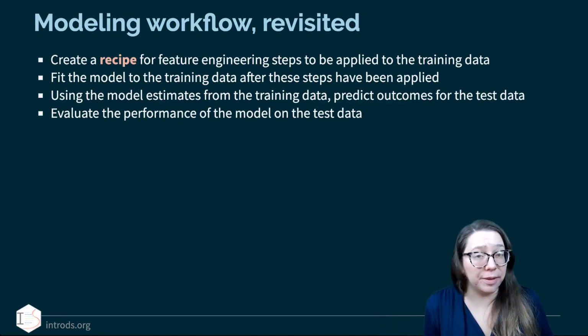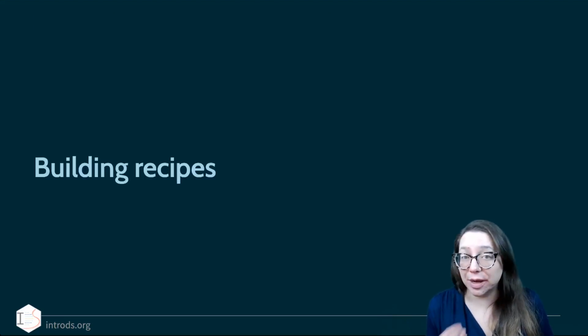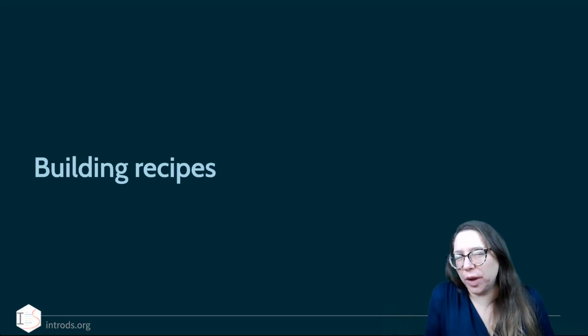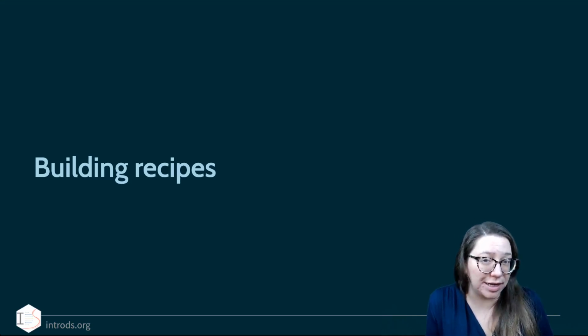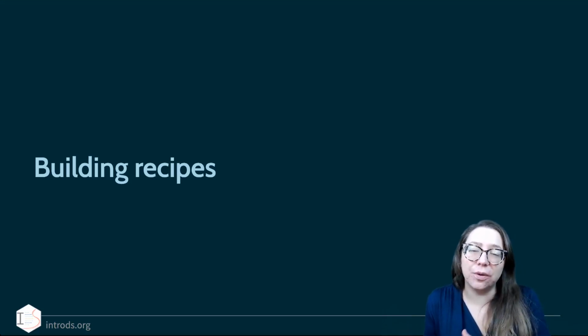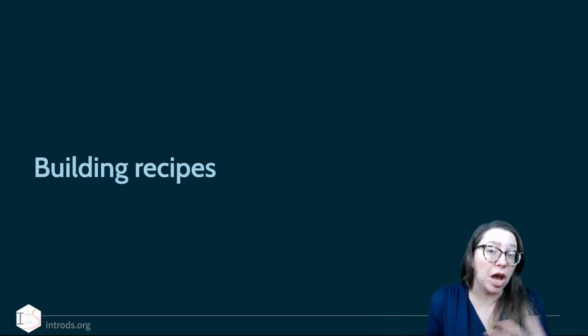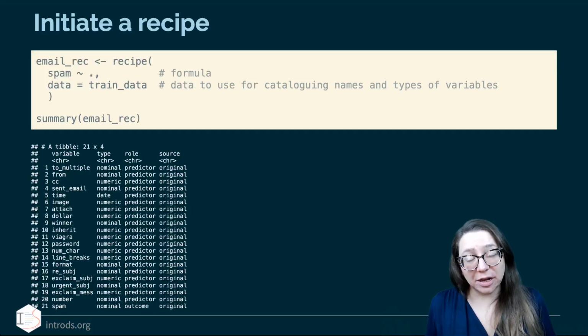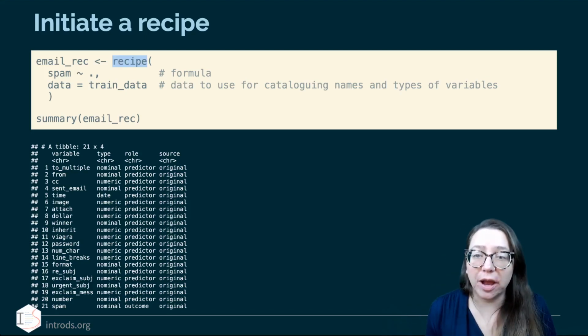So how do we build these recipes? And once again, you can think about these recipes as fancy mutate statements in a way, where under the hood, we know what we're doing. We are transforming these variables in our training data set, but we're doing it using a new set of functions, in a way where it's going to be easy to replicate this on the testing data as well. So we start this with the recipe function from the Tidy Model suite of packages.